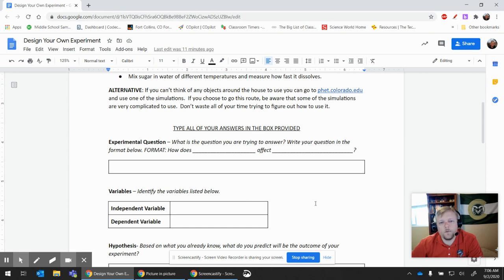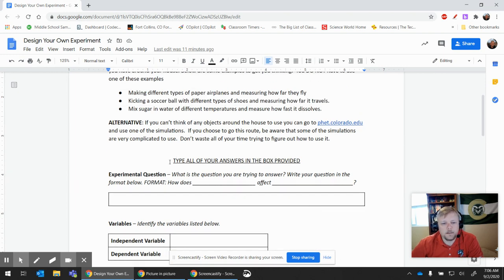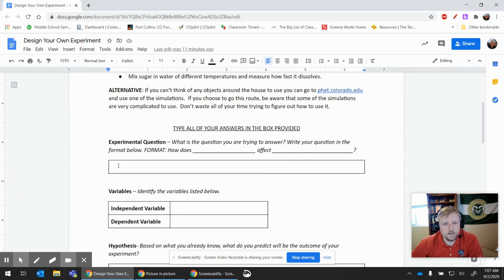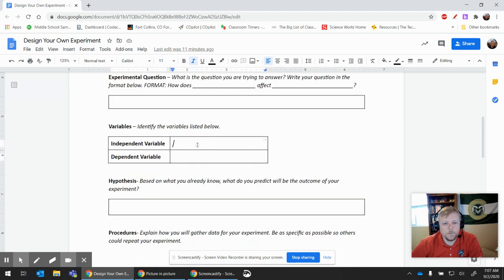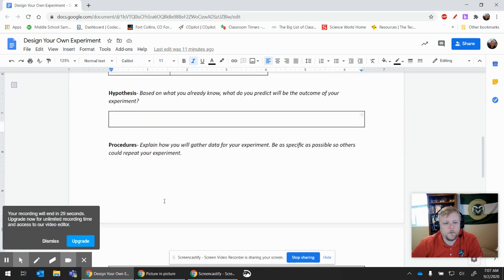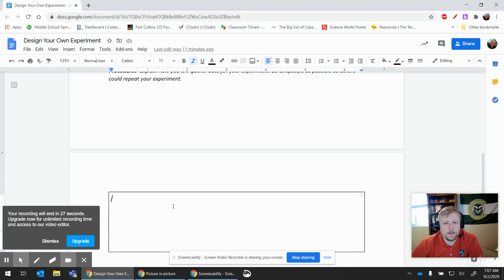One other thing I want to point out is this note right here: type all of your answers in the boxes provided. So you can see for each of these things, I have a box. This is where I want you to type your answer. Or here, these boxes right here. These are where I want you to type your answer so that I can easily find them.